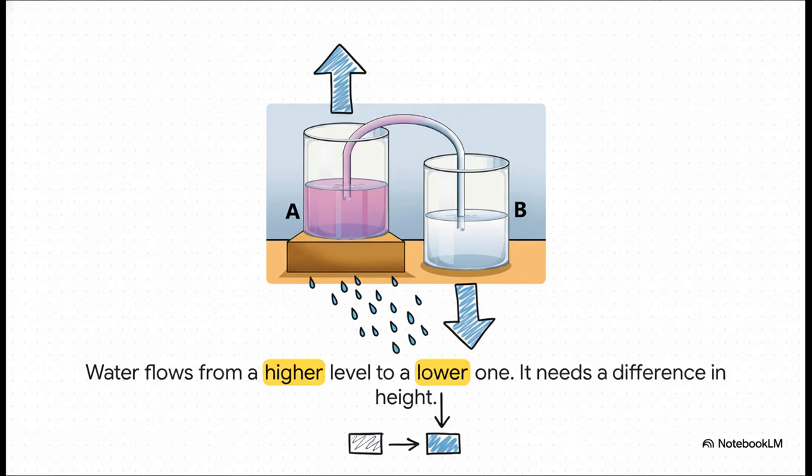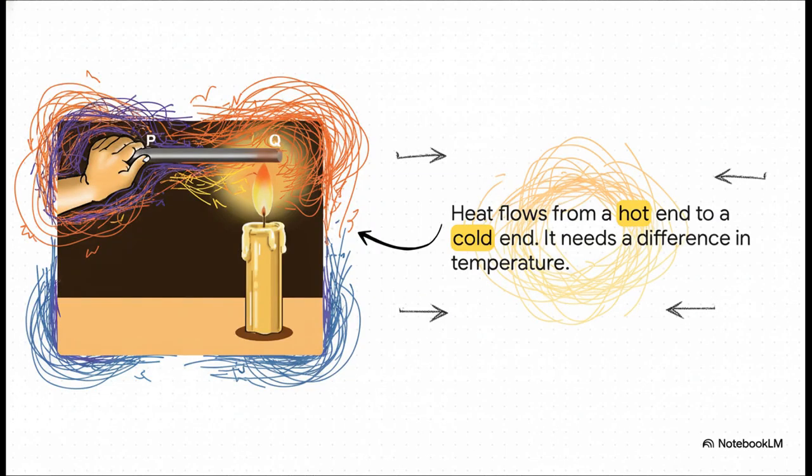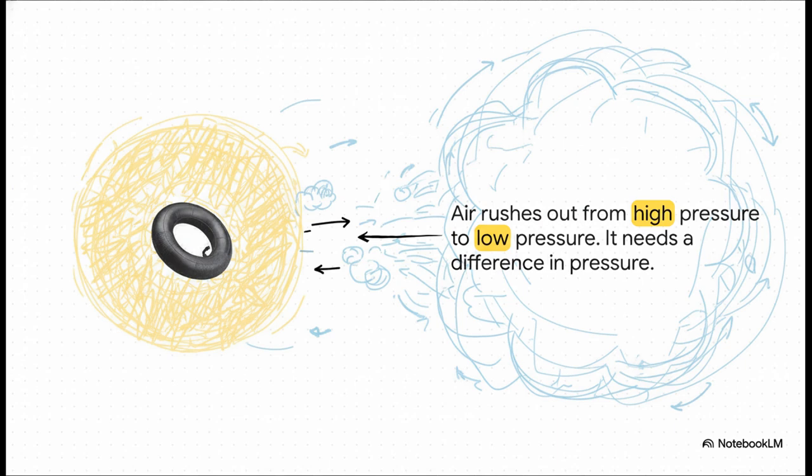Simple as that. And you know what? It's the exact same story with heat. If you heat up one end of a metal rod, that heat energy doesn't just stay put. It starts to travel from the hot end toward the cold end. The flow is all because of a difference in temperature. And what about air? Imagine a tire that's pumped full of air. The pressure inside is way higher than the pressure outside. The moment you open the valve, whoosh! The air rushes out, flowing from that high-pressure area to the low-pressure area. Once again, it's all about the difference.